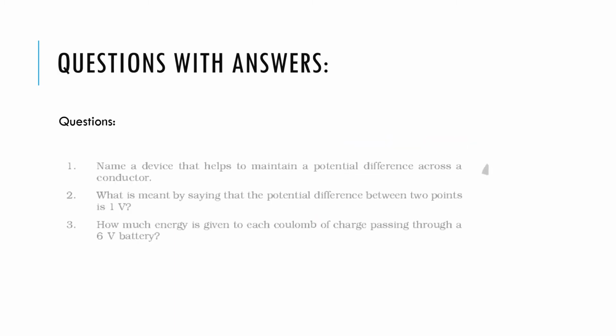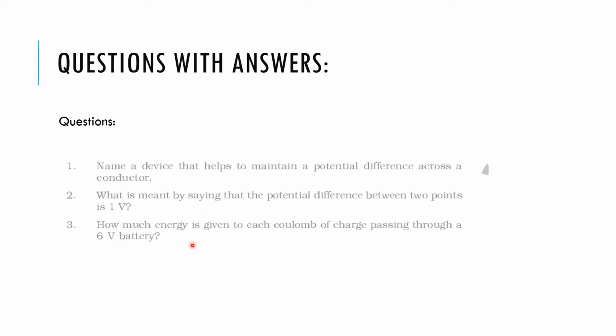Few questions along with the answers. These are the questions given in your course book itself. Name a device that helps to maintain the potential difference across a conductor. Can you name it? The answer is cell. Second question: what is meant by saying that the potential difference between 2 points is 1 volt? There you have to define what is 1 volt. That definition you have to write: 1 joule per coulomb.